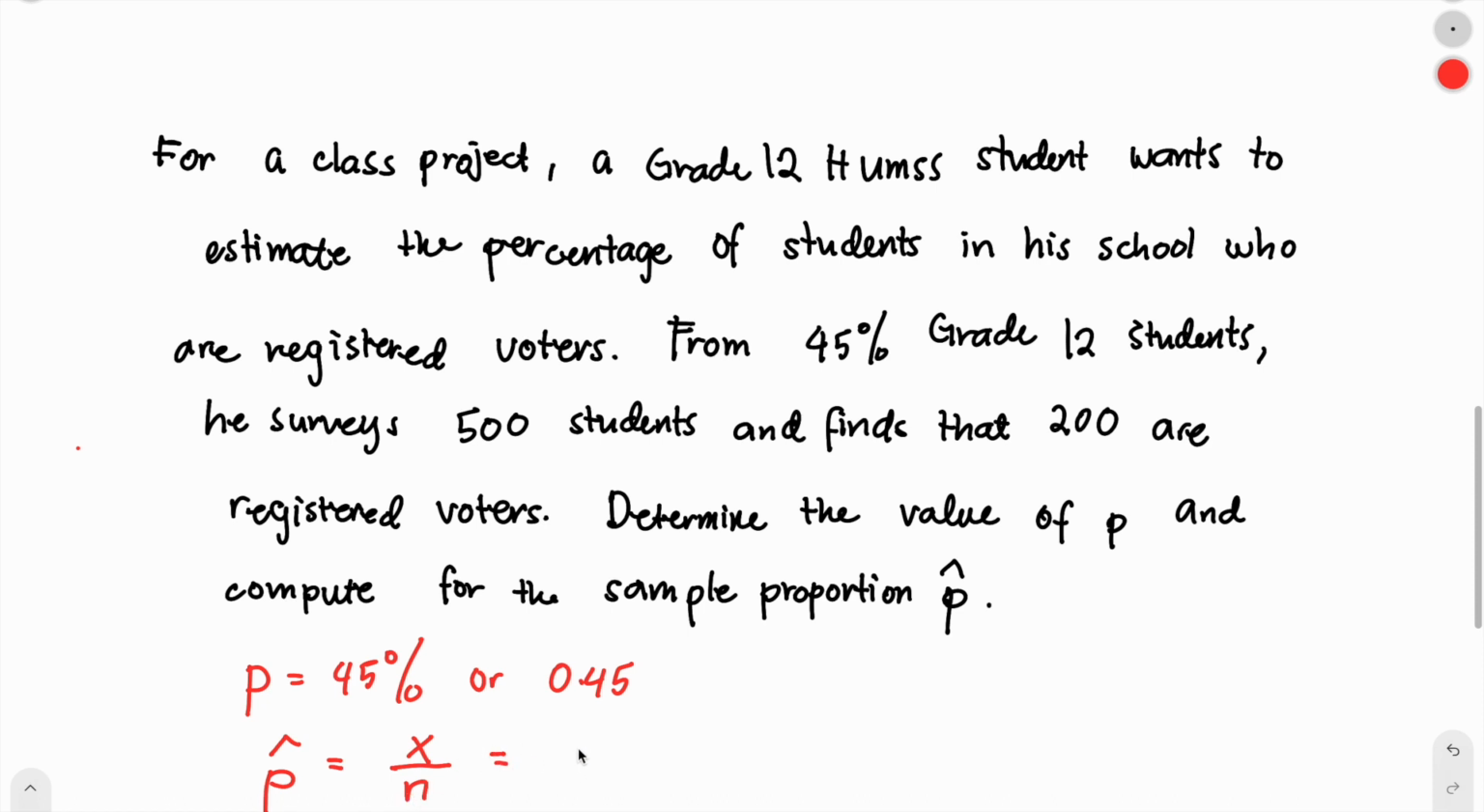So x here is the success. The success here are registered voters, and the fail is not registered voters. So x here is 200 over how many did he survey? 500. Therefore, we have 0.4, or 40%.